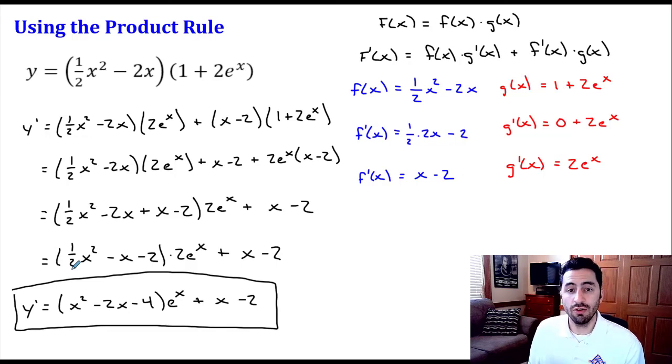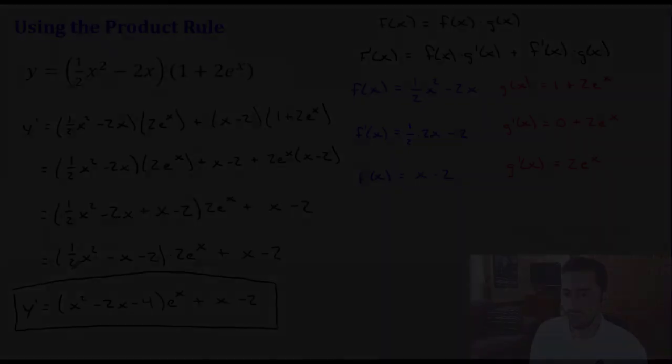So that's how you use the product rule to find the derivative of a function that's written in the form of a product of two other functions.